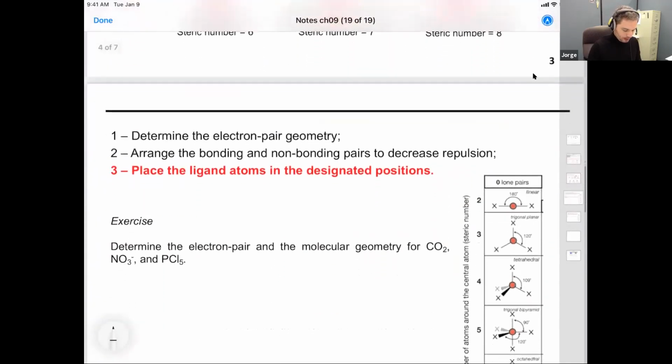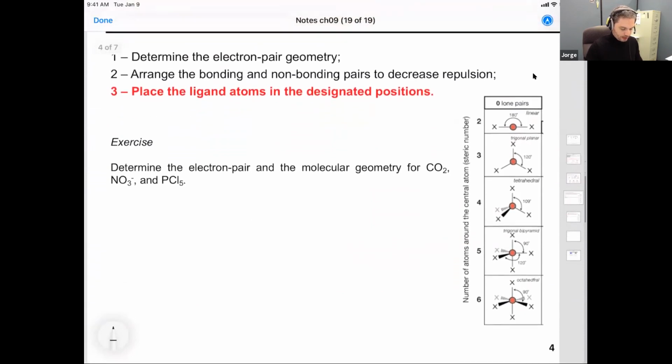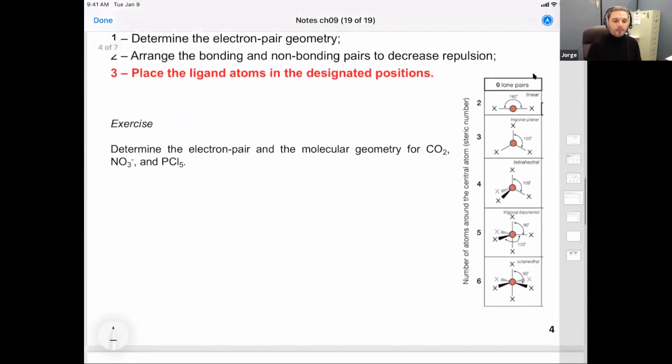Okay, and then finally, the last step is to place the ligand atoms in the designated positions, and that will give us the molecular geometry. Okay, with that being said, let's do a practice here. So let's determine the electron pair and the molecular geometry for three different compounds. First one is CO2, second one is nitrate, and third one is PCl5.